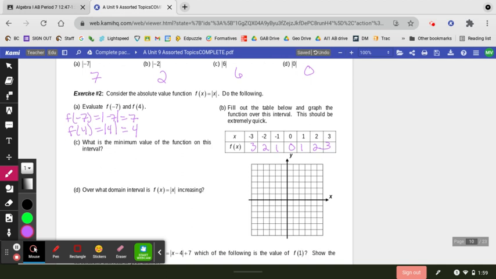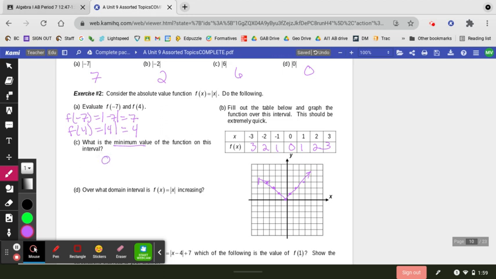Now the question is, graph it. So we're going to graph that. Negative 3 is 3, 2 is 1, 1, 0. And the graph of an absolute value function will always be a V. What is the minimum? Our minimum value is 0.